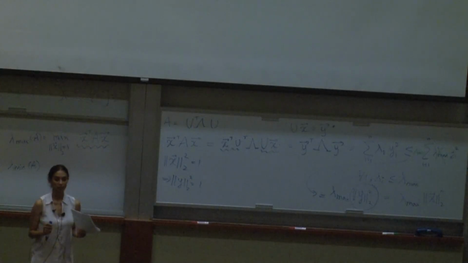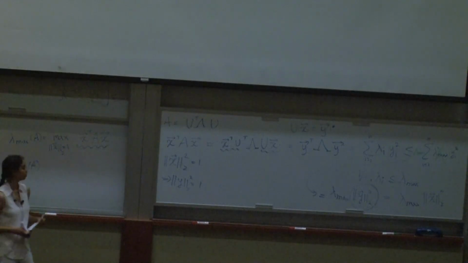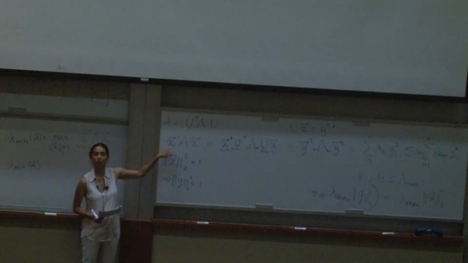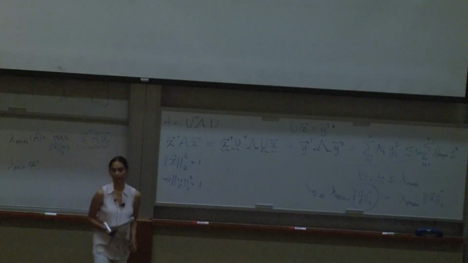Can you say anything about this whole scheme if x were to not be a unit vector? The question is, can you say anything about this if x was not a unit vector? You could. You would just normalize it to be a unit vector, and you could follow through the same exact proof. I recommend it as a homework exercise.